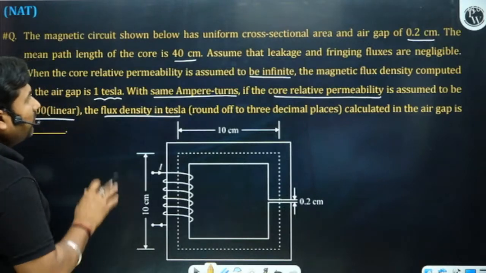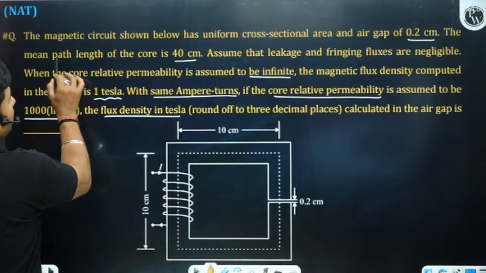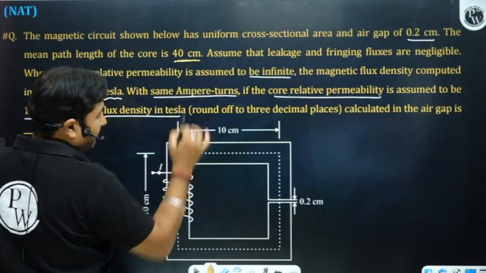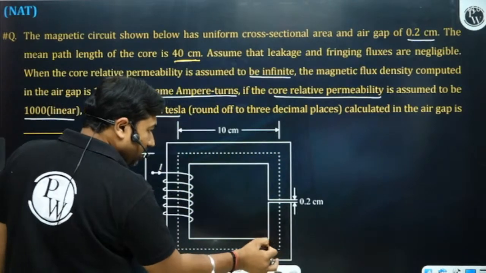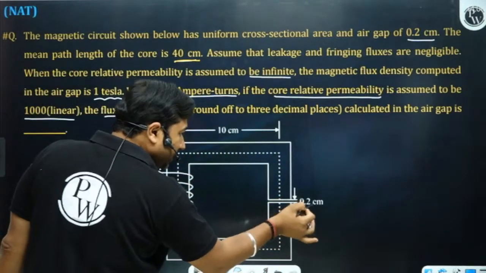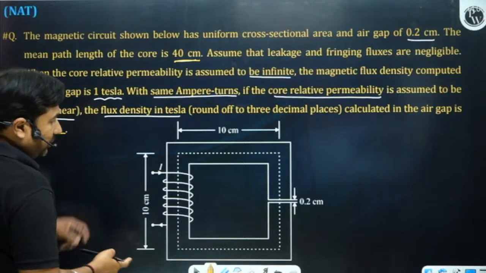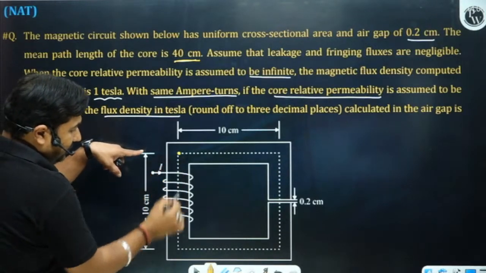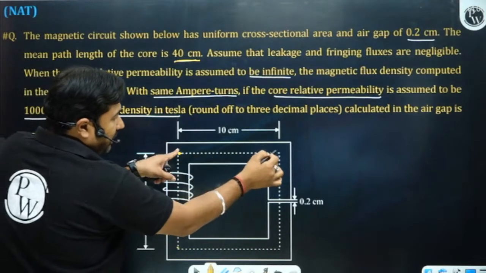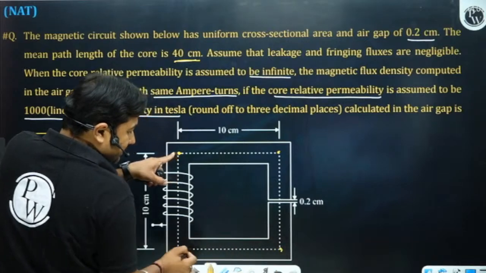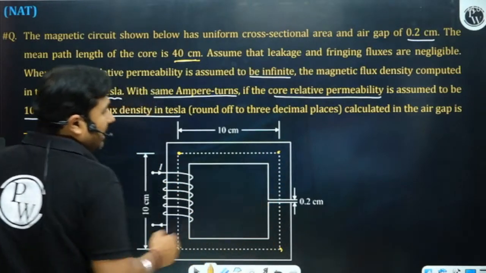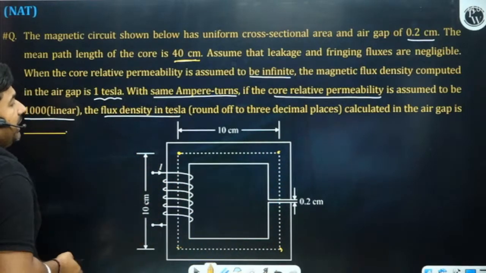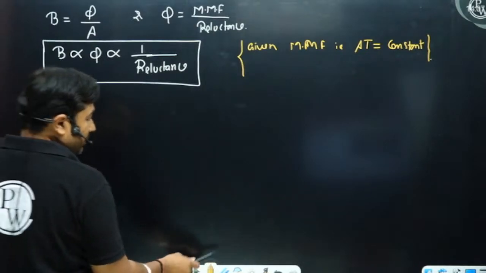Yes, sir. Now please observe. The mean length of the core is already given. This mean length of the core is including this 0.2 centimeter. If you observe, from here to here it is 10, from here to here it is 10, then again this is 10 and this is 10. So it is including this air gap. The mean length of the core including air gap is 40 centimeter. Is it okay? Yes, sir.